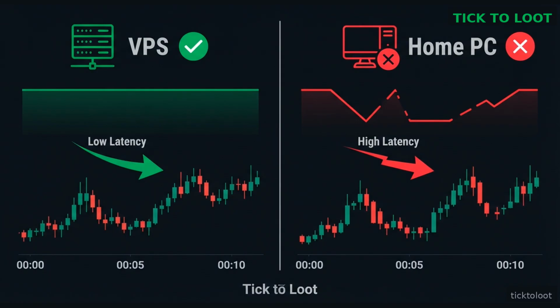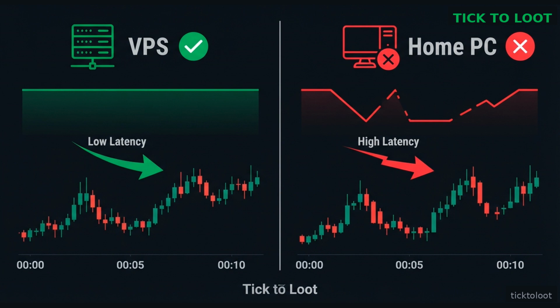Next, let's talk about why a VPS gives you two major advantages: constant uptime and low latency. Think of uptime as the amount of time your trading robot is actually awake and ready to work. A VPS lives in a professional data center with redundant power and internet connections, so it stays up 99.9% of the time, almost like a lighthouse that never turns off. In contrast, a home computer may shut down at night, reboot after updates, or lose internet during a storm, creating gaps where your EA simply cannot act. Those gaps are shown as red breaks in the timeline on the right side of the diagram.